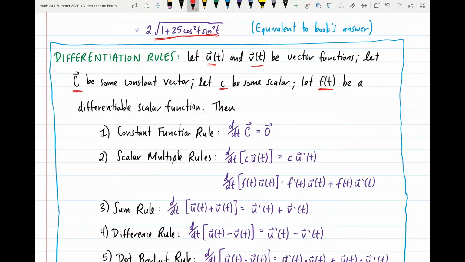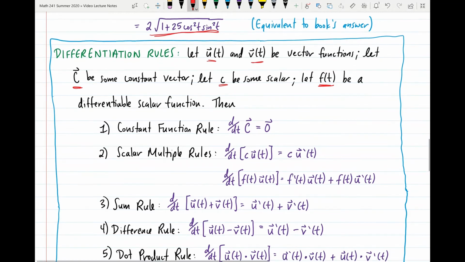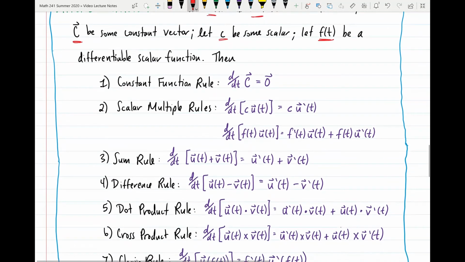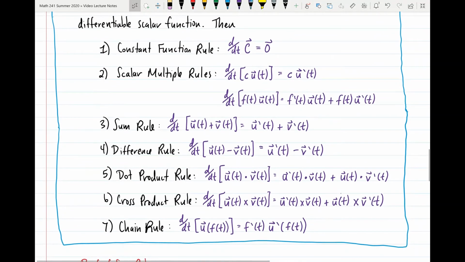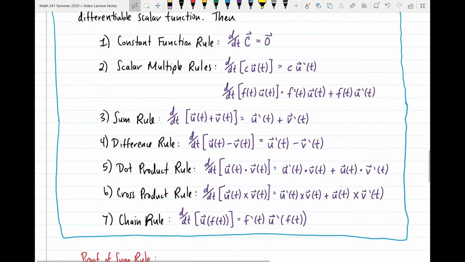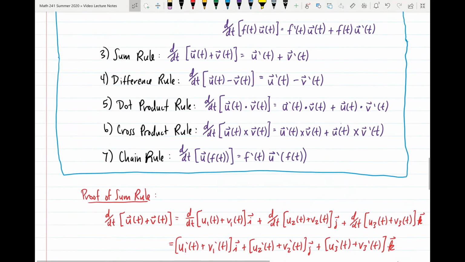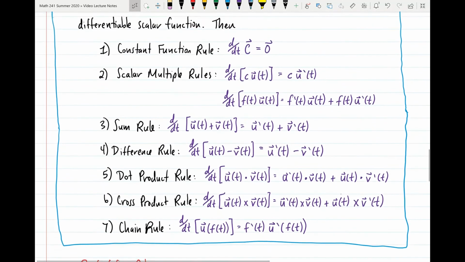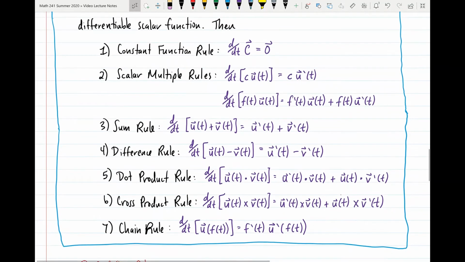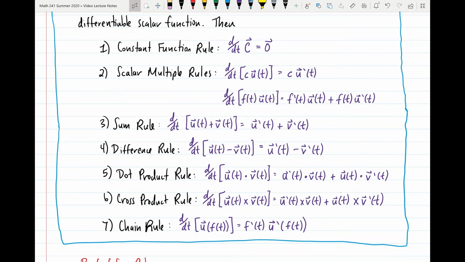These rules are listed in your book. I just listed them here for your convenience, if that's more convenient for you. If not, you can just use your book. I do want to mention each of them. The book gives 3 proofs for, I think, just the dot product rule, the cross product rule, and the chain rule. I'm going to give a proof of the sum rule down here, but you can check out the proofs that the book gives if you want to. If you're not interested, it's fine for you to just know the rules and be able to use them.